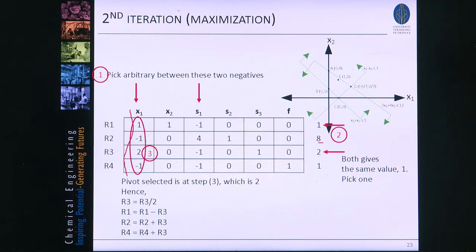I pick this one, which is 2, and this becomes the pivot point. So let's make this into 1 by dividing the whole row by 2. Then we have to change the other values in the other rows into 0 by doing this. The new R1 is R1 minus R3, because R3 is already 1, and R2 is R2 plus R3: minus 1 plus 1 makes it 0. R4 is also the same: 4 minus 1 plus 1 equals 0. So we have this.